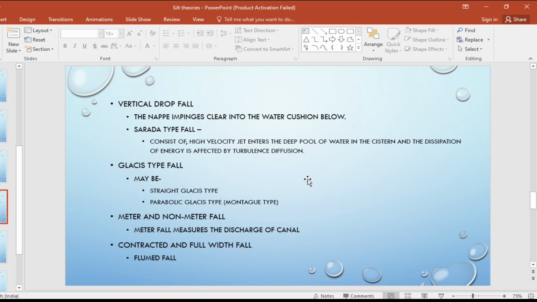The last is contracted and full width fall. A fall may either be constructed for the full channel width or it may be constructed for the contracted width. The contracted falls, the latter type, are also known as flumed falls. Okay, contracted falls are also called flumed falls.